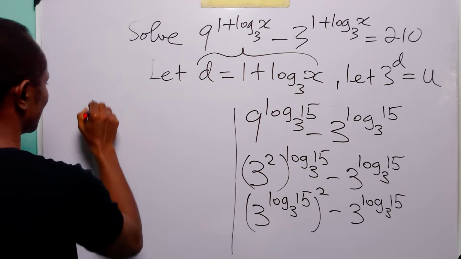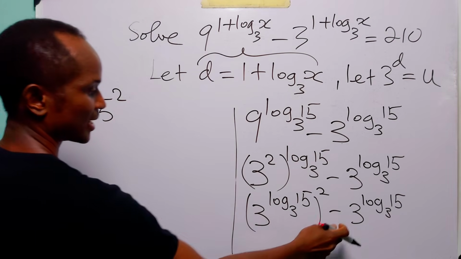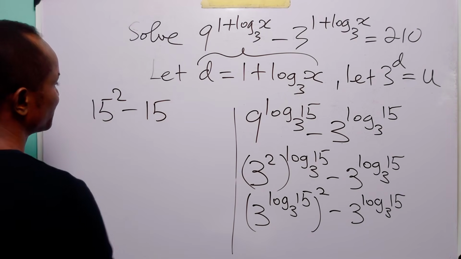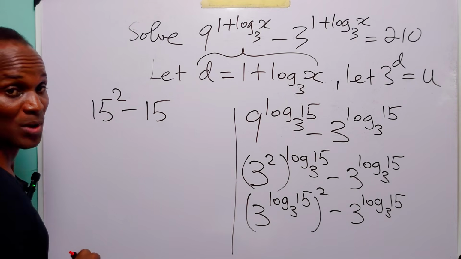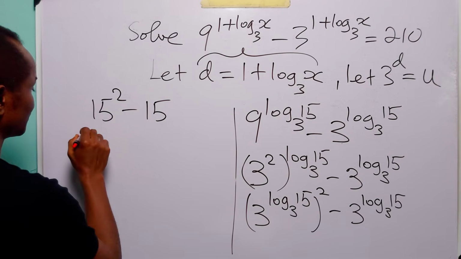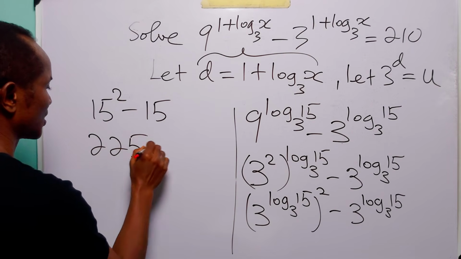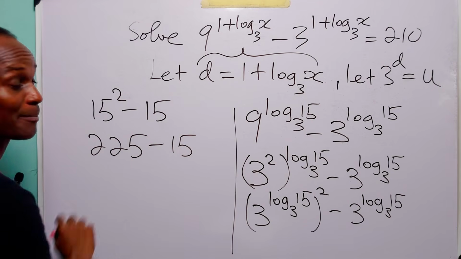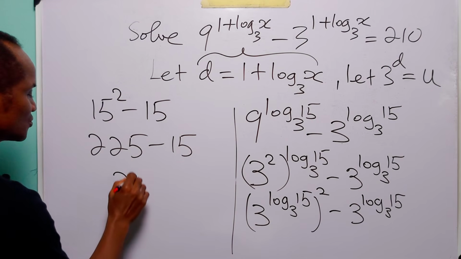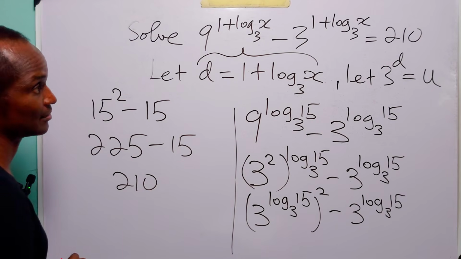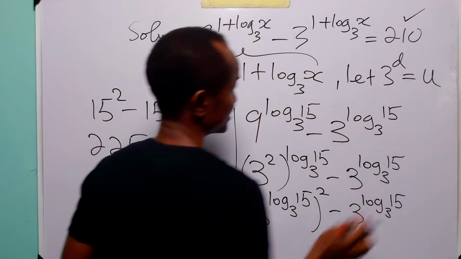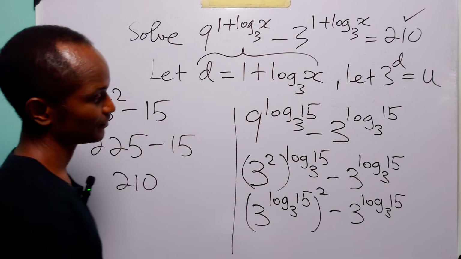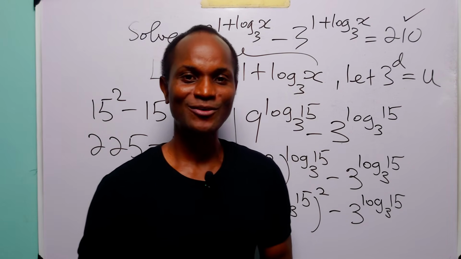So we have, in this case, 15 squared minus 15. And of course, 15 squared is equal to 225 minus 15. 225 minus 15 is equal to 210. And that is the same as the right-hand side of this equation. And with that, we come to the end of today's exercise.